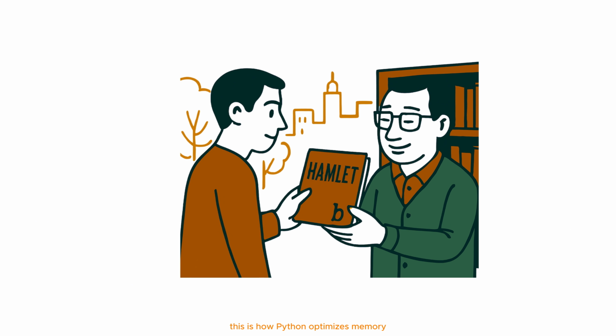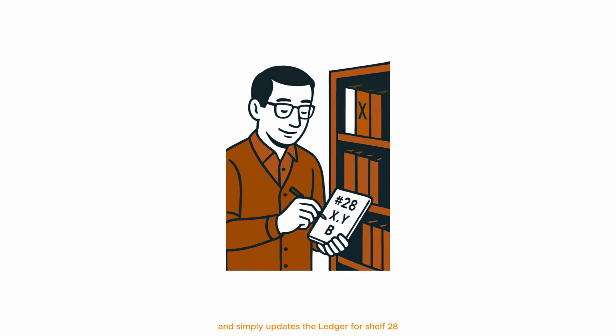This is how Python optimizes memory. It knows that the data already exists. So the librarian takes your new book, puts it aside because it's not needed, and simply updates the ledger for shelf 28 again. Shelf 28 is where the book labeled X, Y, and B is.